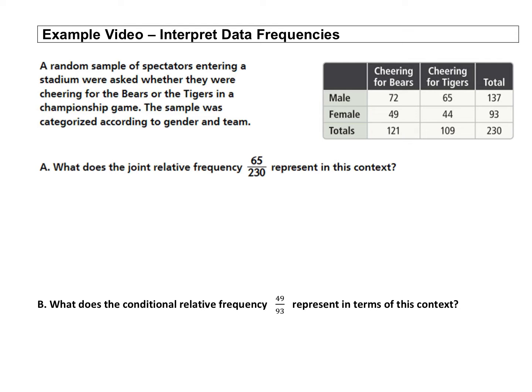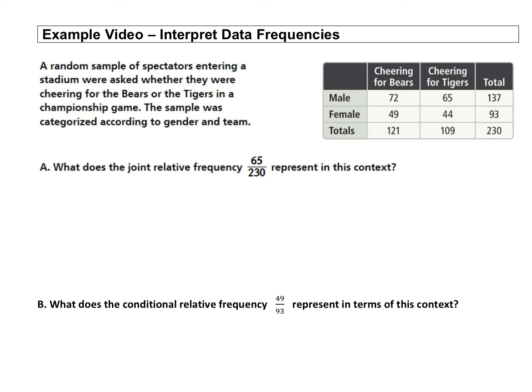A relative frequency table would be if these were all percentages, all right? Percentages out of the 230. A conditional relative frequency would be if we took, we had 72 males out of 137 males chose for them. Or we had 72 males out of the total people cheering for the Bears. So a conditional is when you put that condition on it. You're no longer dealing with the total amount of people. You're looking at a subset of that.